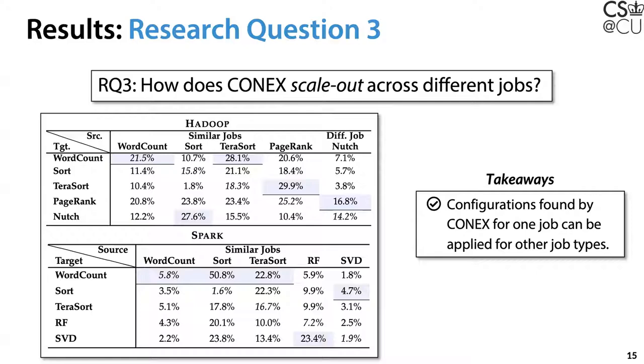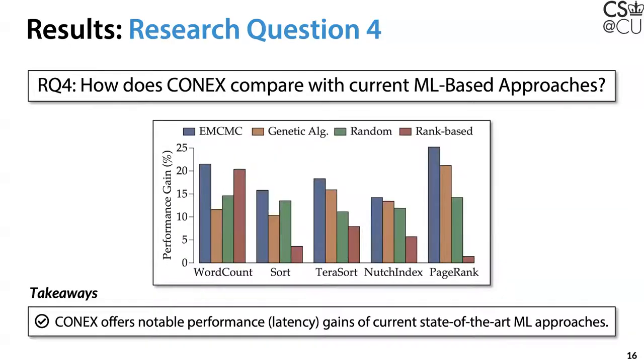We observe that in every case, using a configuration for one job type, such as word count, has a greater than zero performance improvement over all the other job types. And this was a trend that was observed for every job across both Hadoop and Spark. And the key takeaway here is that ConEx does find solutions that are reusable across both different workloads and different job types.